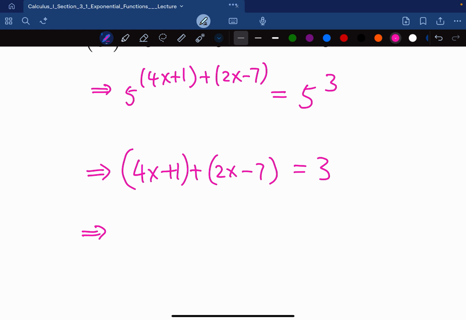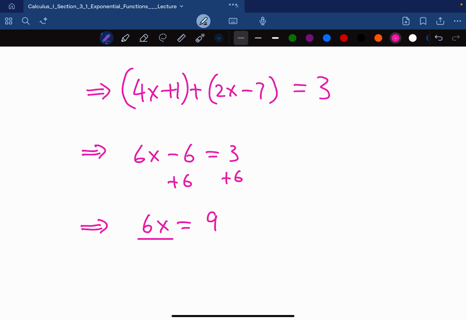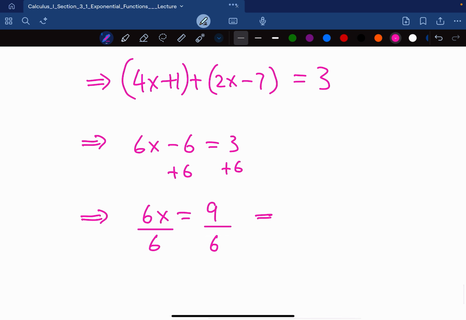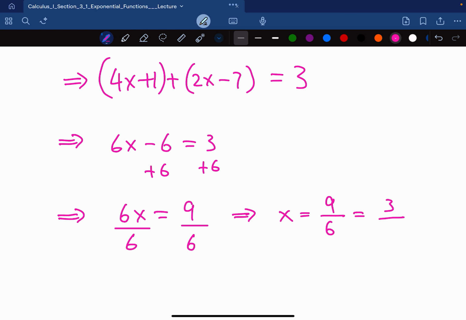Combine the like terms of x, we have 6x. Combine the numbers together, we have minus 6 equals 3, plus 6 on both sides. 6x equals 9. And finally, divide by 6 on both sides. x equals 9 over 6, or if you simplify by dividing top and bottom by 3, you get 3 over 2.